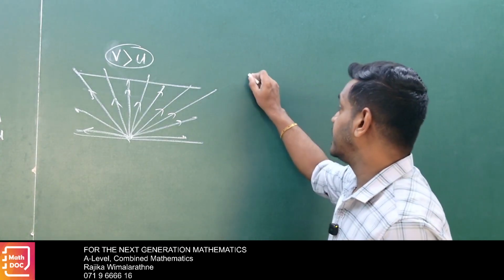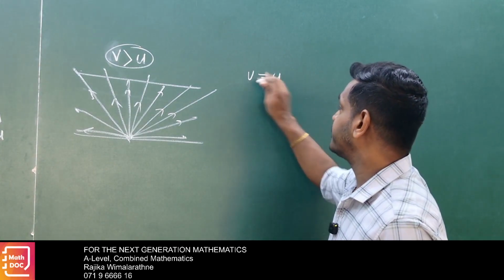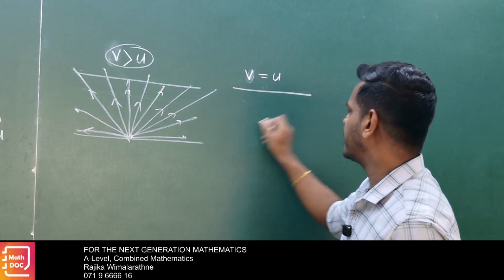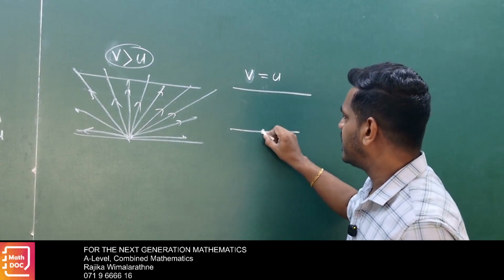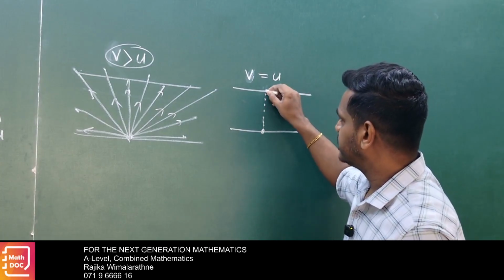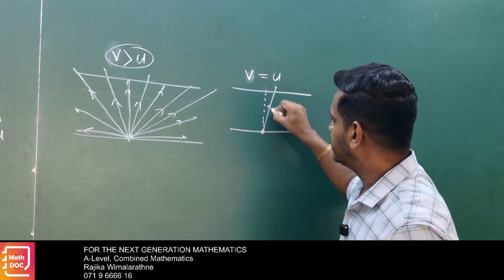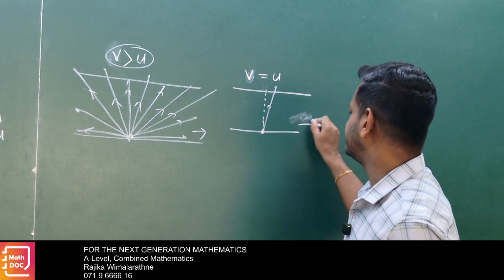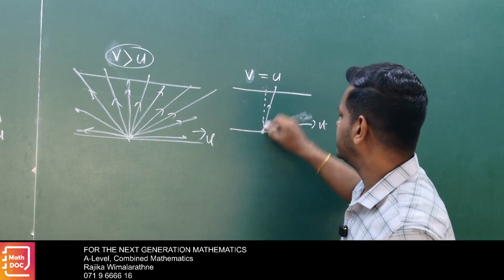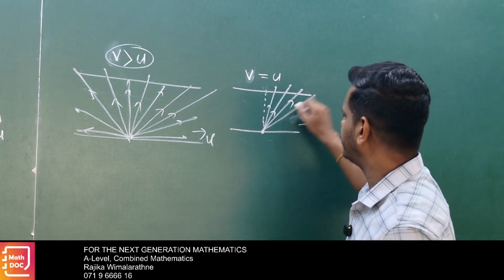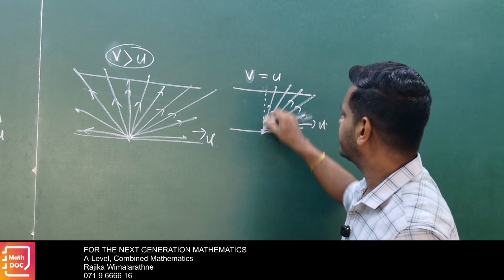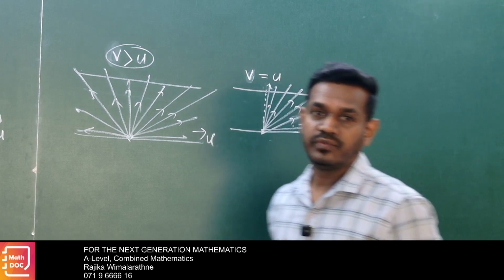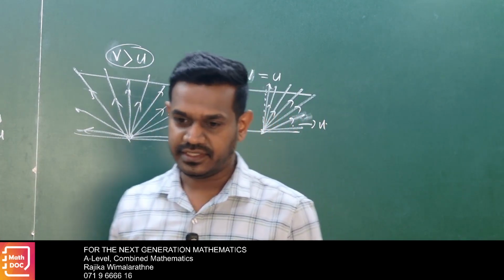Now the next case, the V equal to U case. Here he can't move directly opposite, but he can move to any point downstream. Here velocity U, here velocity U. He can't move directly opposite or to an upstream point.